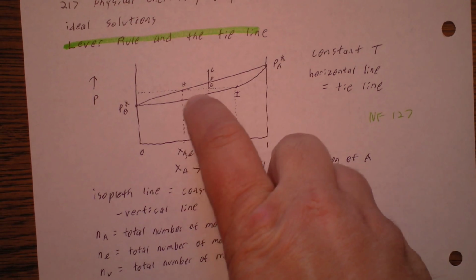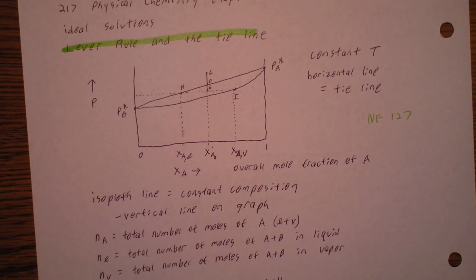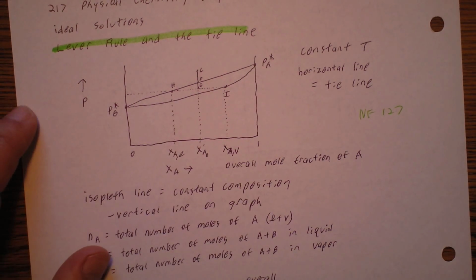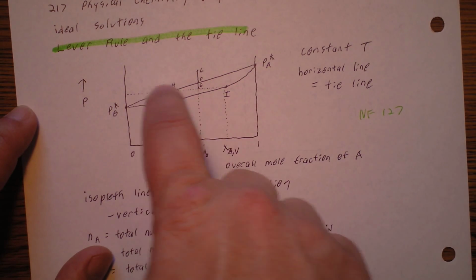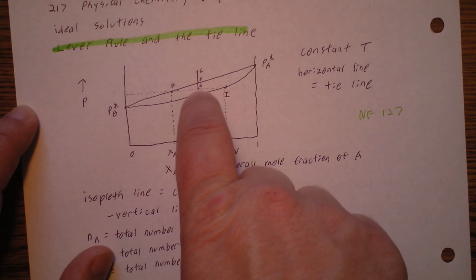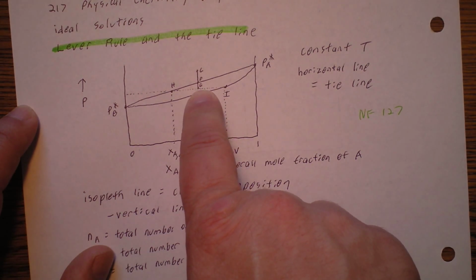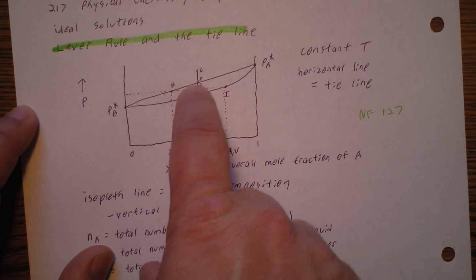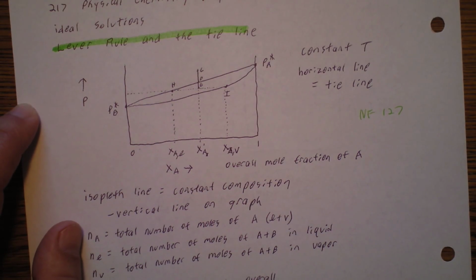Now if we are somewhere in this area, we can pick a point, looks like I called it E. We can draw a horizontal line all the way to this curve and this curve. This horizontal line is called a tie line. So where it intercepts here, this is the C, D and E we talked about before on the previous charts. So we're calling this point here H and this point here I.